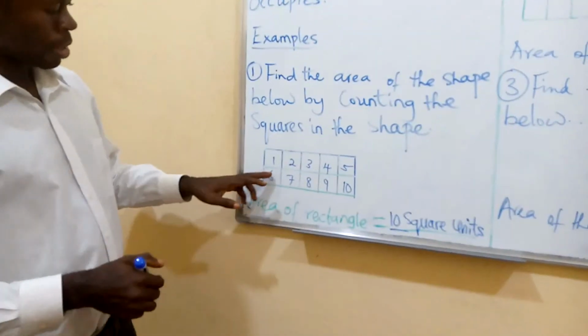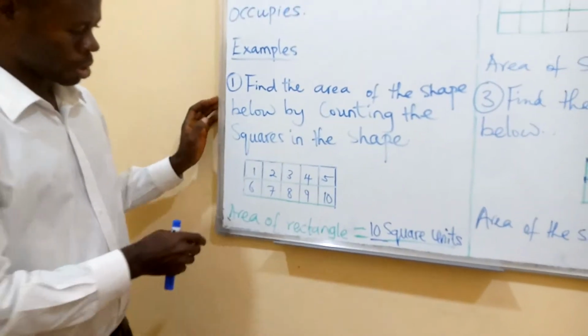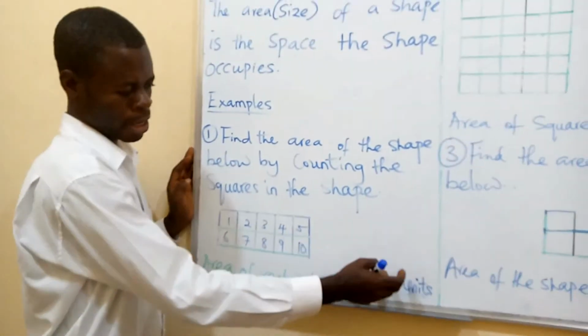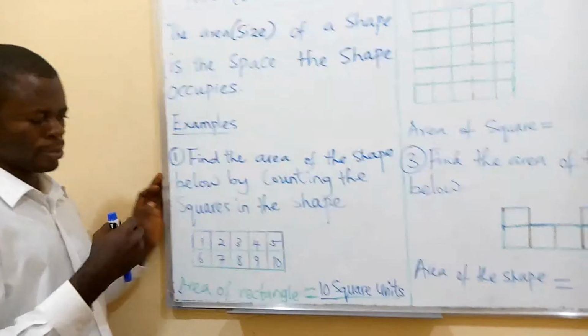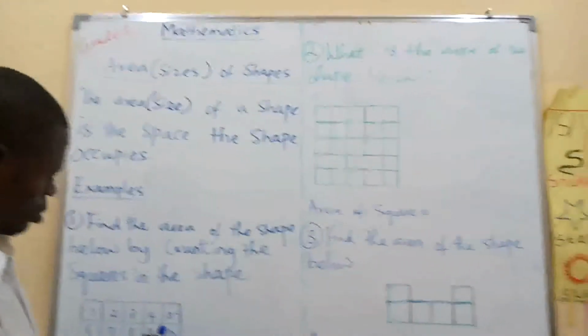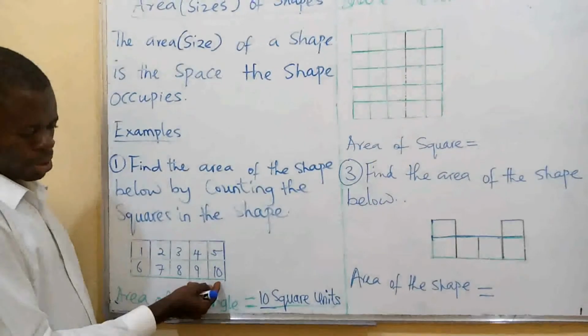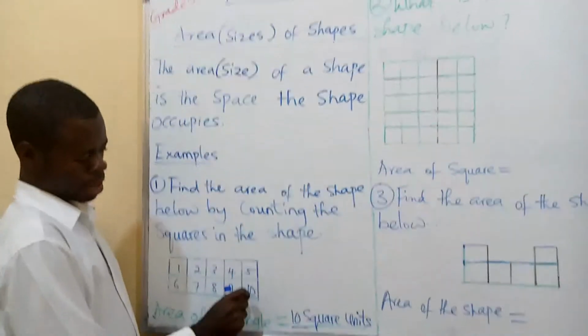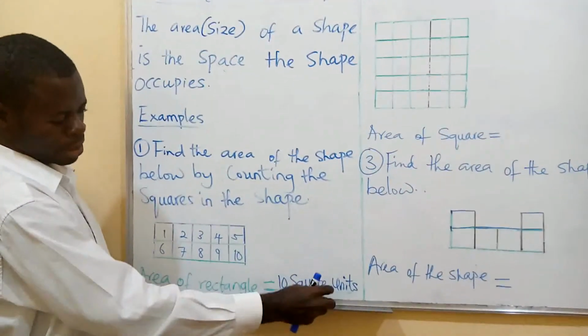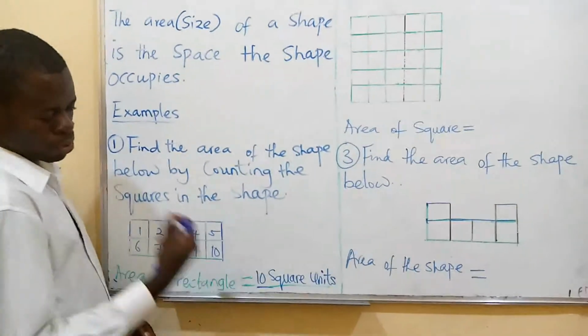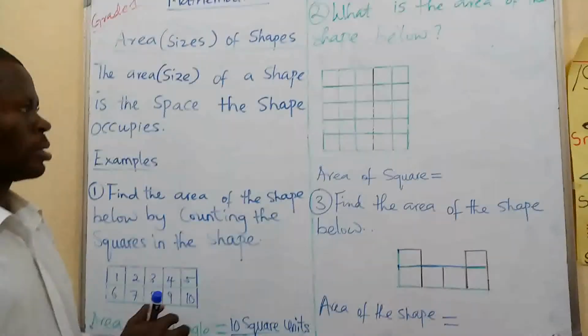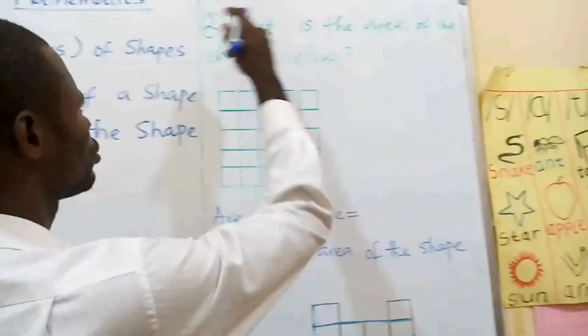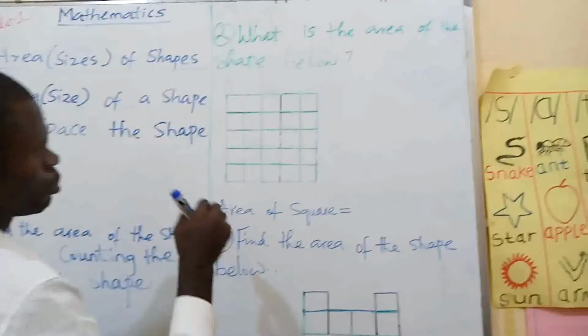The area of the rectangle you're seeing here is what? 10 square units. Alright? So after counting, you get the answer, and then you attach this square units to your answer. Alright? Now we move to example 2.